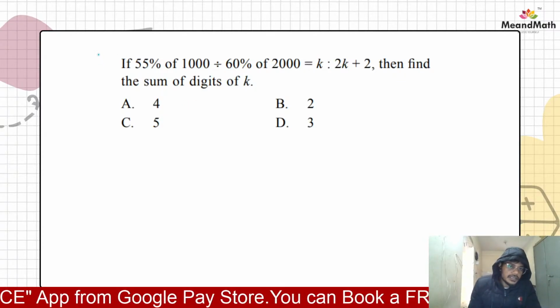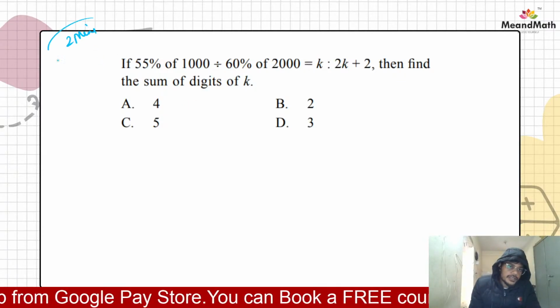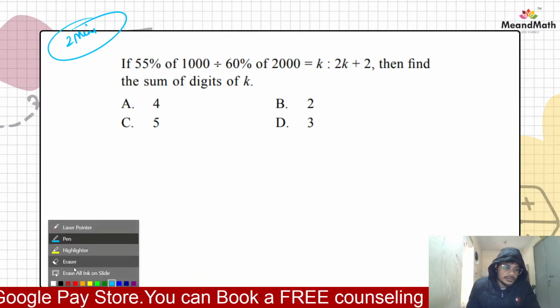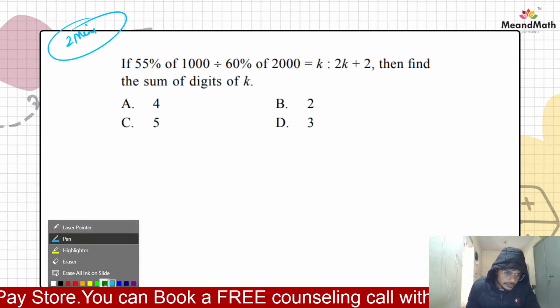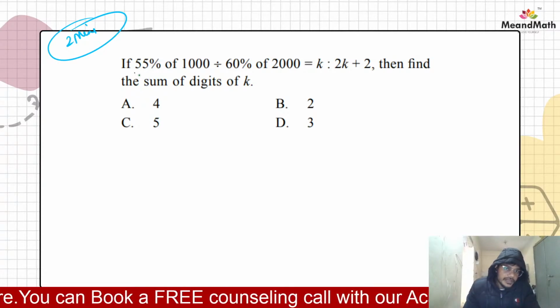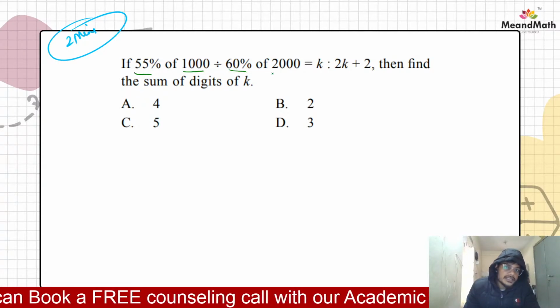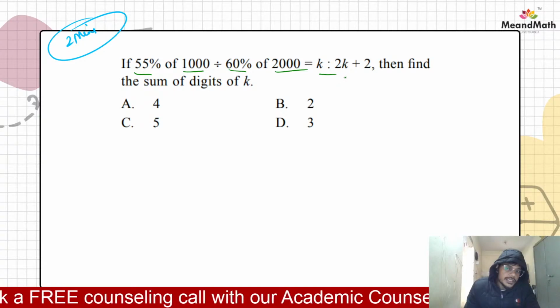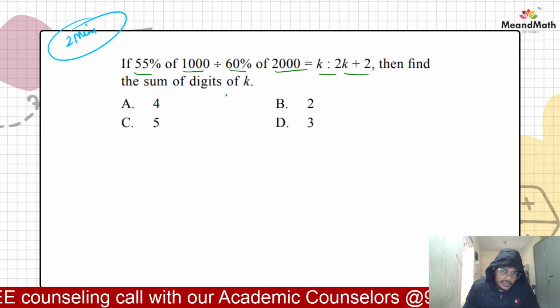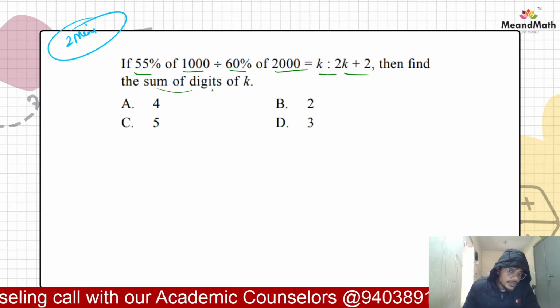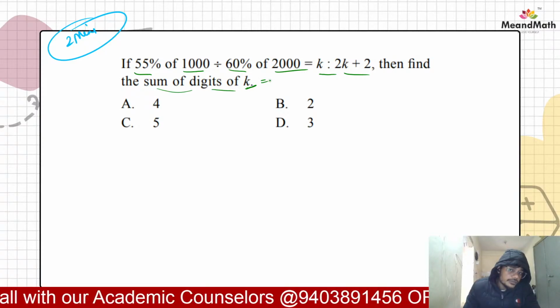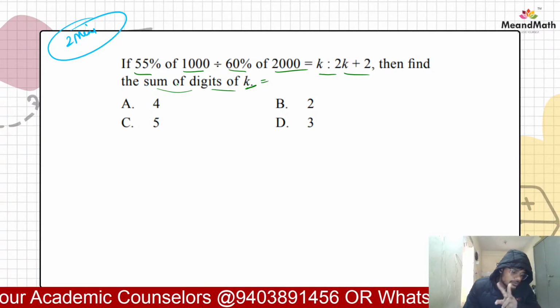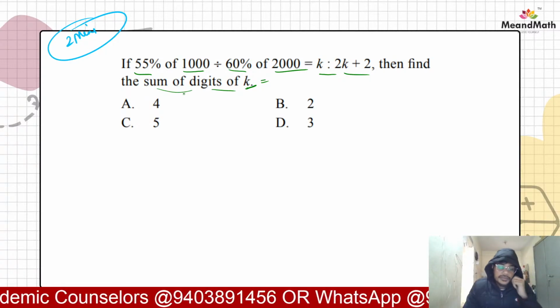Now do this question. This is very simple. Again, 2 minutes. You have 2 minutes to solve this question. 55% of 1000 divided by 60% of 2000 equals k ratio 2k plus 2. Then find the sum of digits of k. First, you need to find out the value of k, and then you need to add those two digits. Okay? Do this question.